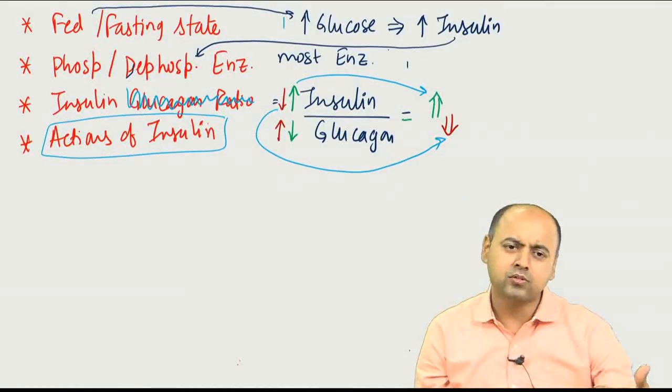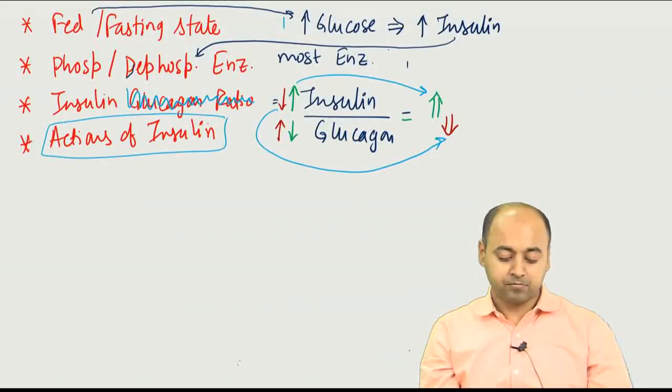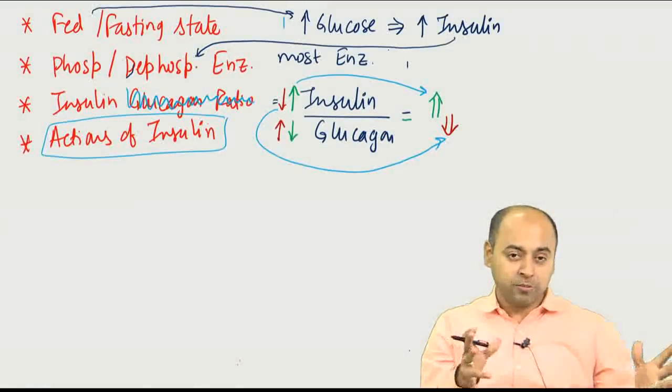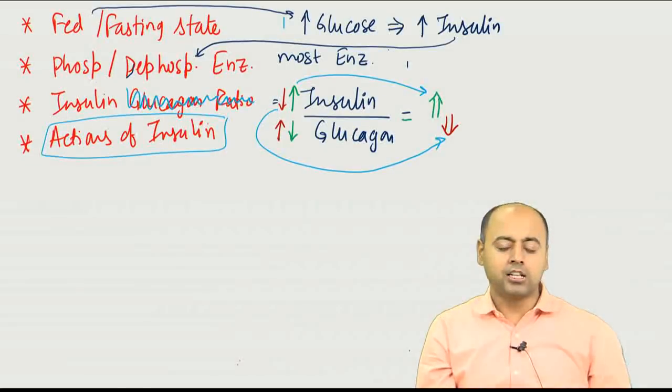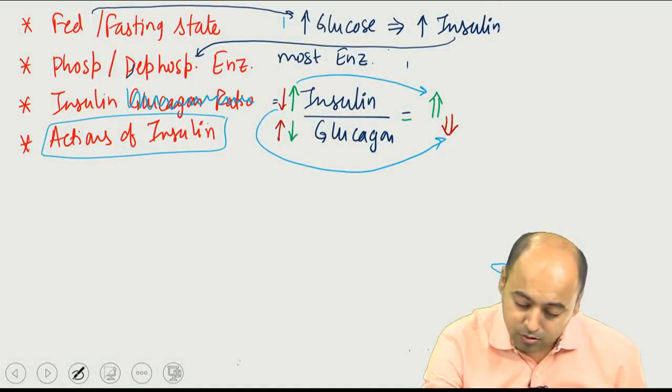Now there are multiple pathways which are activated by insulin, and multiple pathways which are down-regulated by insulin. But it's very difficult to memorize which is activated and which is down-regulated. We have so many pathways. How to remember? A very simple way to remember the actions of insulin. See, when is insulin increasing in amount?